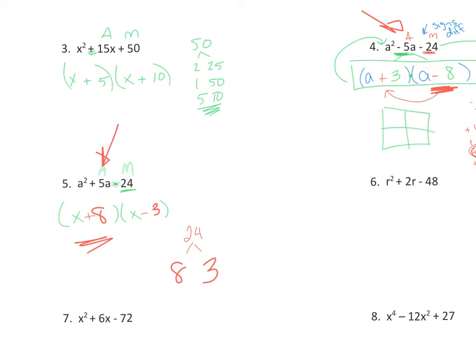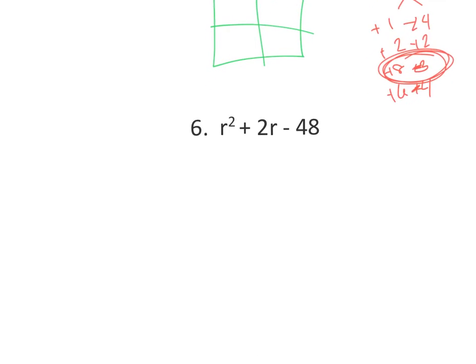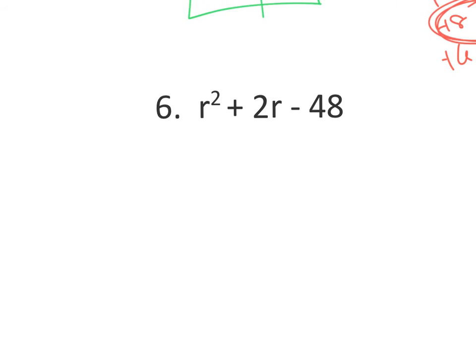Okay, next example. Another one with different signs, because the last sign here is a negative, and when you multiply and you want to get a negative 48, you definitely need different signs. Okay, also note that we're not always using x here, we're using different letters, we're using r in this case.